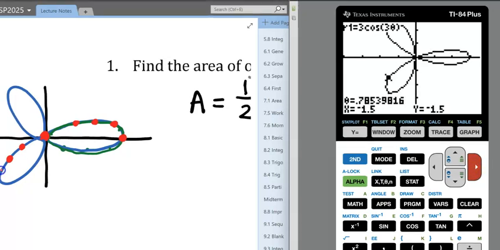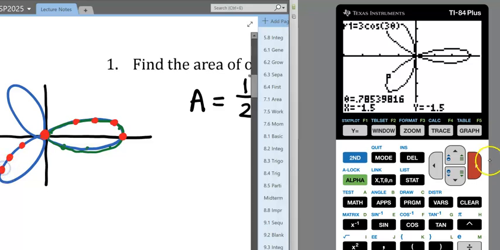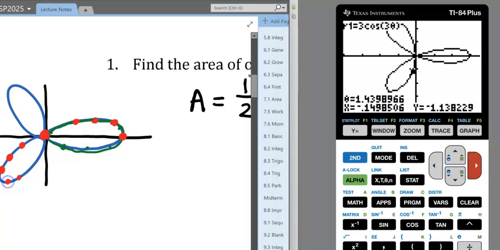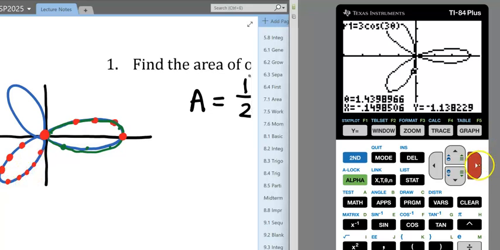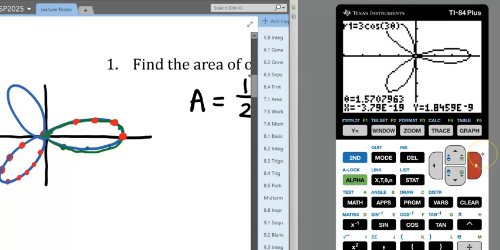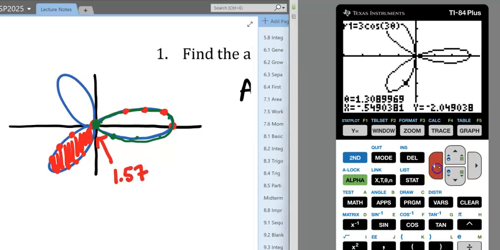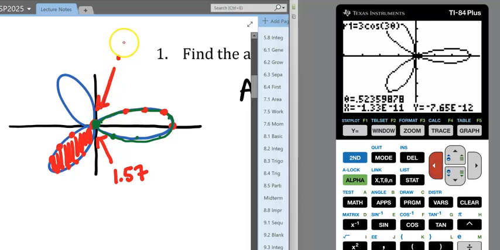Now I've gotten another point down here. I'm going to continue to get more points. Notice that these points down here are tracing through an entire petal, and I've gone back to the pole. So we just saw an illustration of this petal here in the third quadrant being traced through. The angle that we ended at was 1.57. I'm going backwards now to get the angle that we started at. The angle that we started at was 0.52.